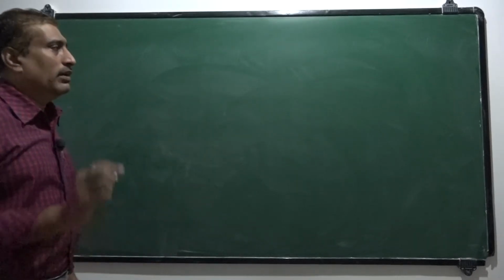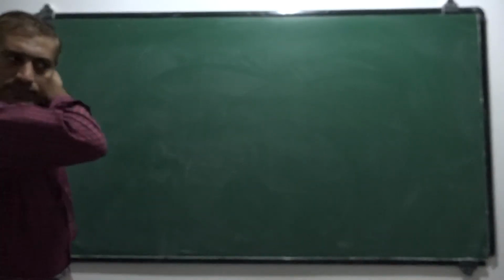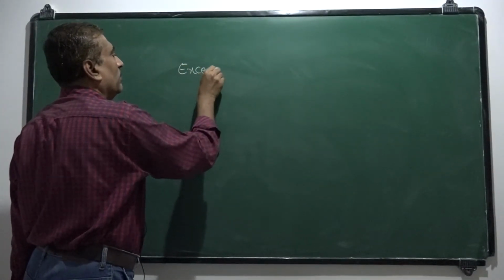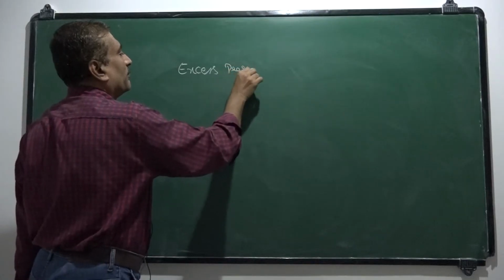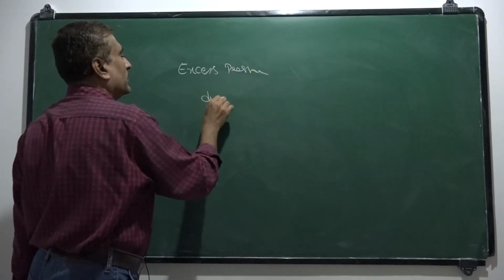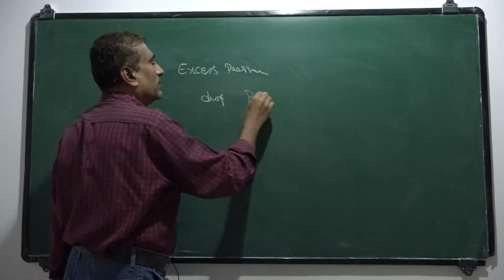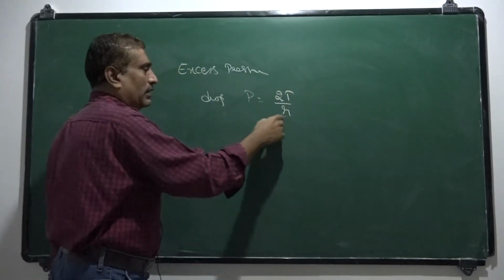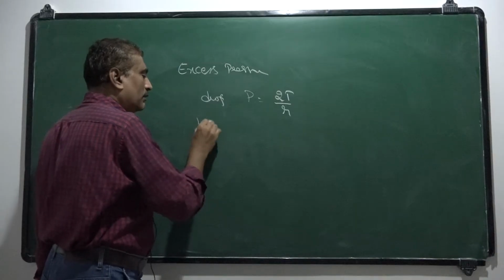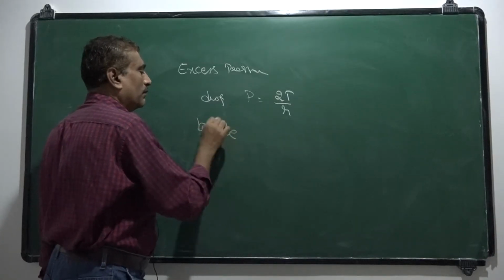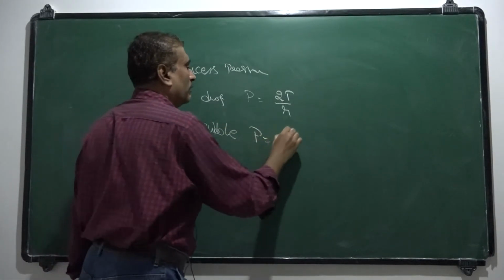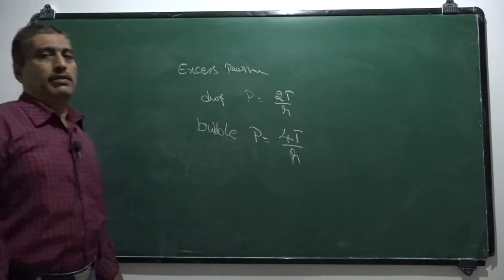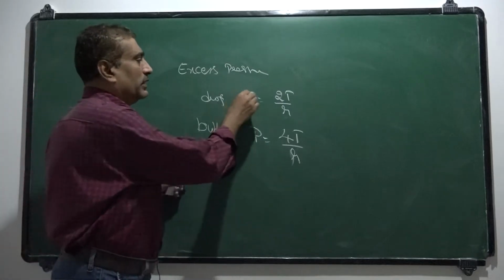And you have to remember another formula: the excess pressure inside the liquid drop and inside the bubble. Excess pressure inside a drop is given by P = 2T by R, where R is the radius of the drop, whereas inside a bubble the excess pressure is given by 4T by R. Here R is the radius of the bubble. You have to remember these two formulas also.